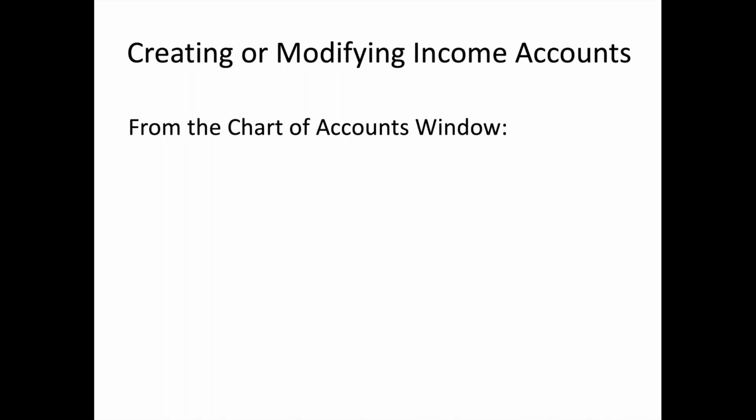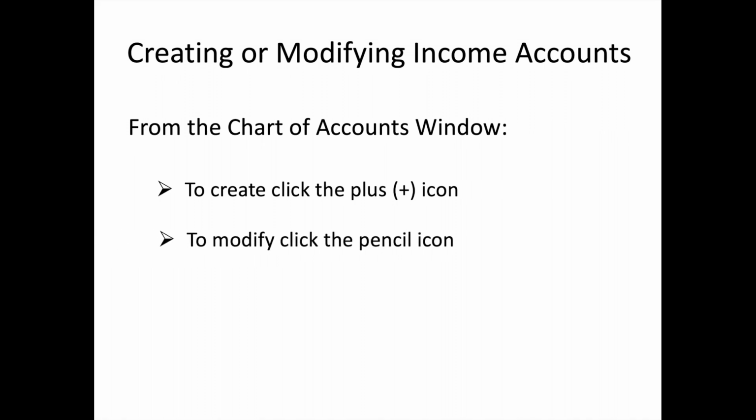The model chart of accounts that you have downloaded and that we have been working with includes income accounts that you can use or modify to suit your needs. We already have created expense accounts in an earlier video. Creating income accounts is very similar. From the Chart of Accounts window, click the plus icon to create a new account. Click the pencil icon to modify an existing account. When you're creating an account, make sure the type is income. Name and number the account to follow your numbering system.